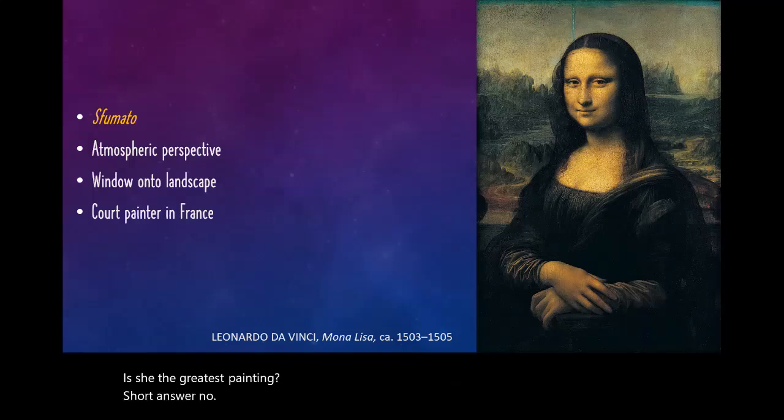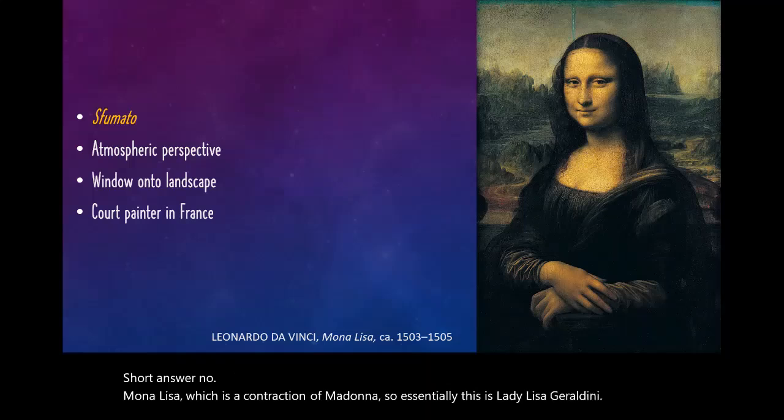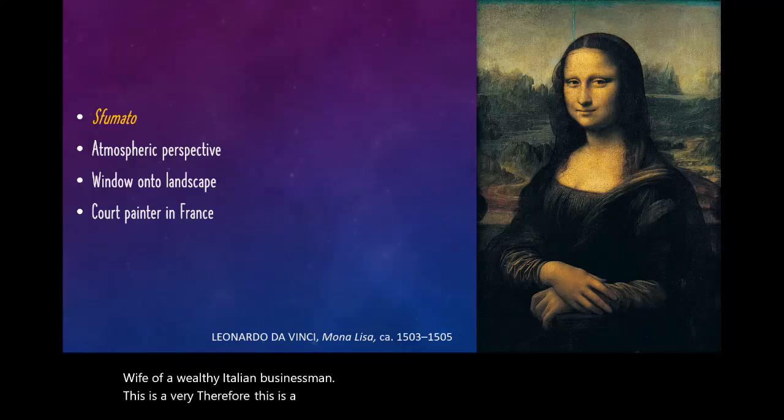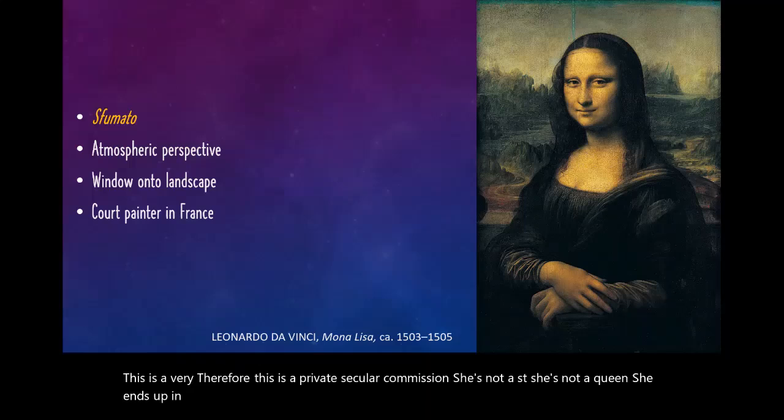Mona Lisa, which is a contraction of Madonna, so essentially this is Lisa Gherardini, wife of a wealthy Italian businessman. This is therefore a private secular commission. She's not a saint, she's not a queen. She ends up in France because Leonardo was for a while court painter to Francis I.